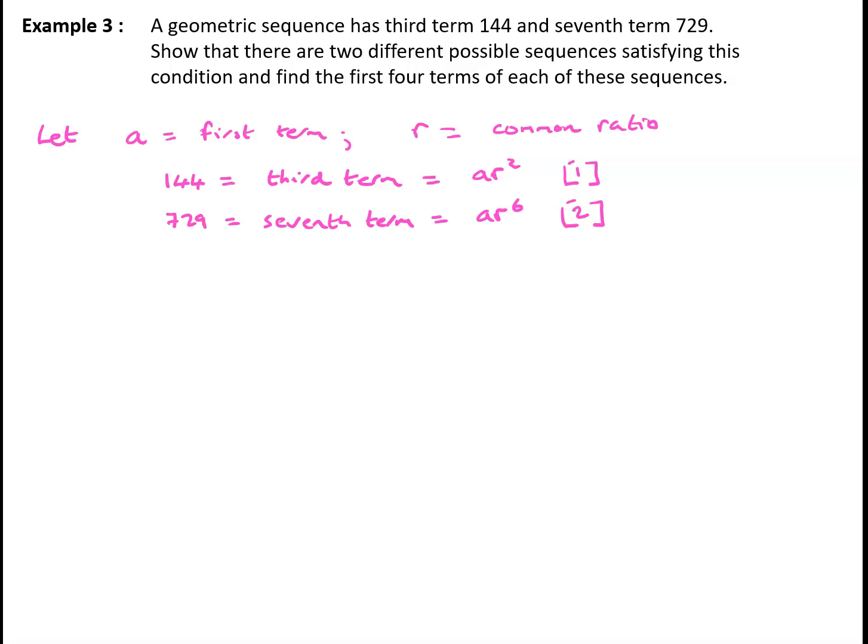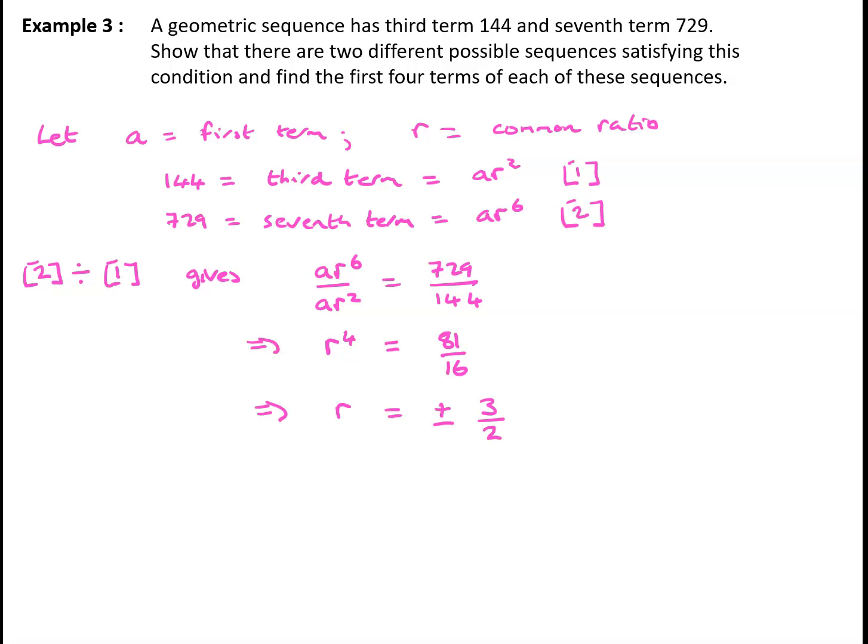If I take equation 2 and divide it by equation 1, I get ar to the 6 divided by ar squared equals 729 over 144. Now clearly the left hand side simplifies to r to the 4, and the right hand side is equivalent to 81 over 16. So I want the fourth roots of 81 over 16. Well, if r to the 4 is 81 over 16, which means that r must be plus or minus 3 upon 2. The fact that I have got r squared is 9 over 4 means that equation 1 tells me that 144 is 9 over 4 times a, so a must equal 64.